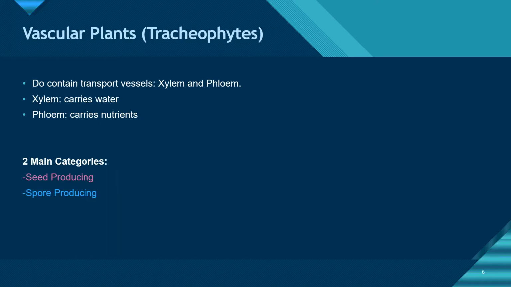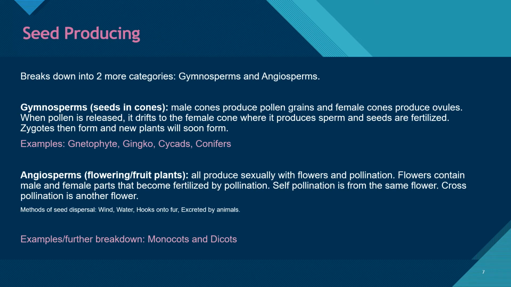Next we have vascular plants, also called tracheophytes. They do contain those transport vessels we were talking about, xylem and phloem. Xylem carries the water and phloem carries the nutrients. Vascular plants break down even more into two main categories, seed producing and spore producing. Seed producing breaks down into even more categories, which are gymnosperms and angiosperms.